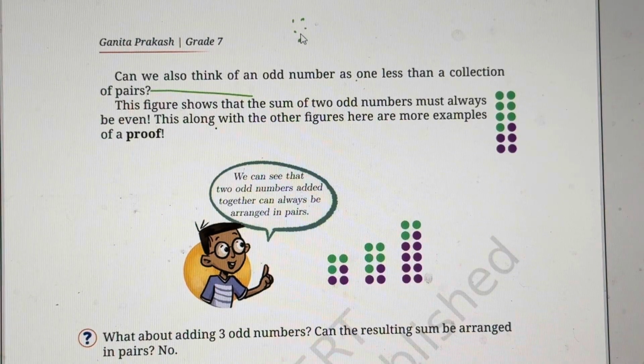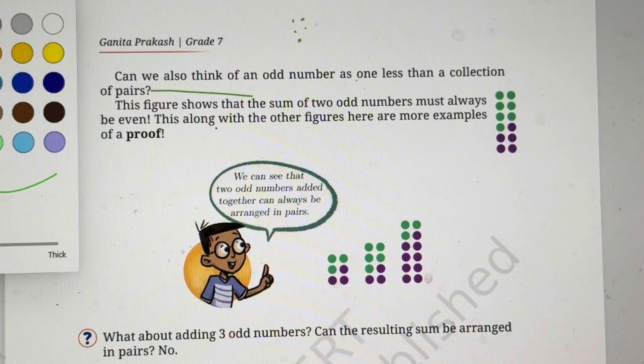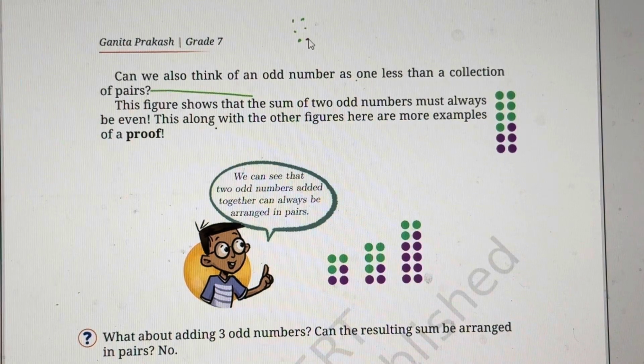There are all other as pairs. One, this is one less than. Means suppose you add one dot over here, then that also becomes a pair, right? It becomes an even number. So this is the proof. This figure shows that the sum of two odd numbers must always be even.